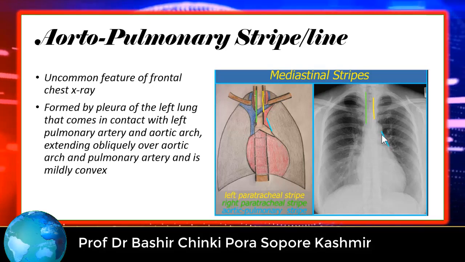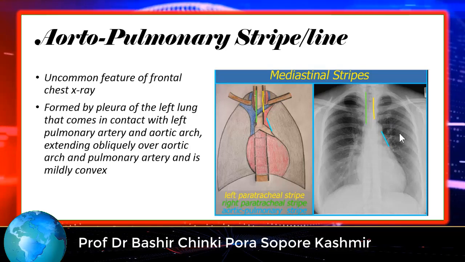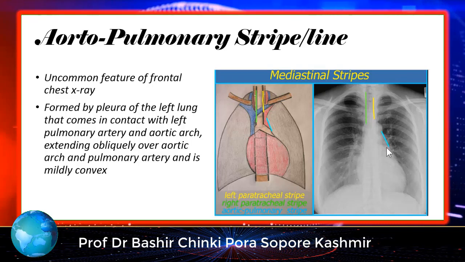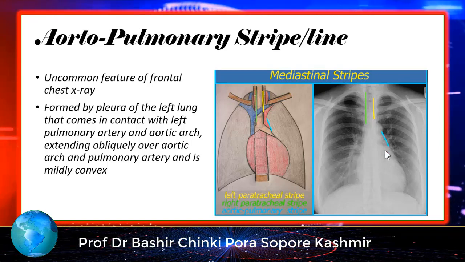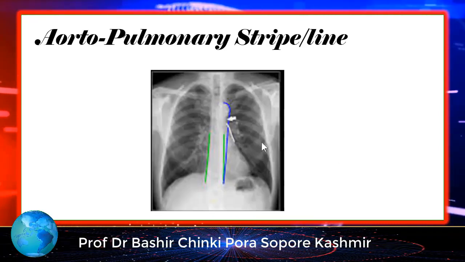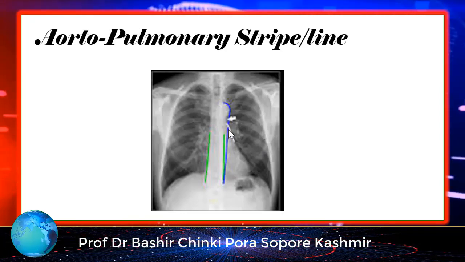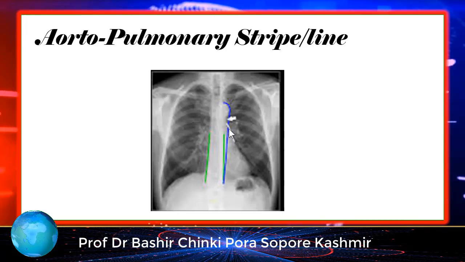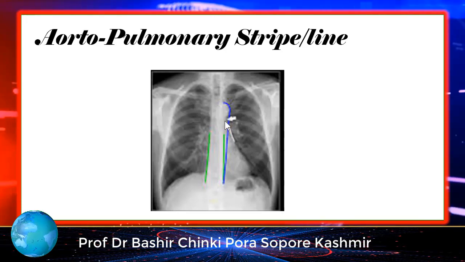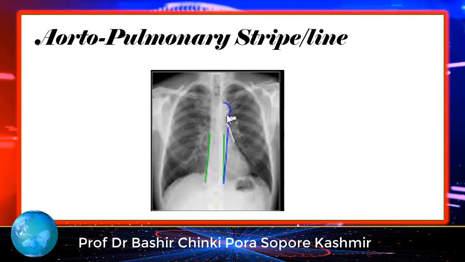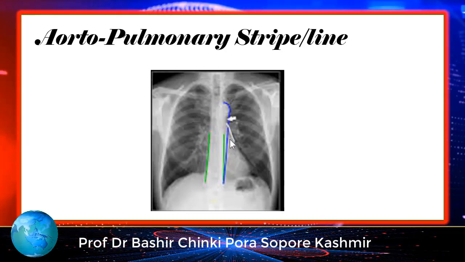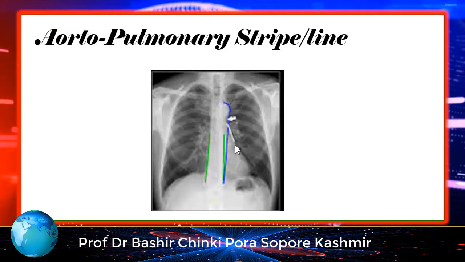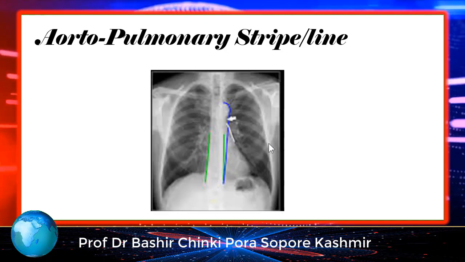As I said, this demarcation line is formed by the left lung when the left lung comes in close contact with the aortic arch and pulmonary artery. So you can see it here also. This is the aortopulmonary strip, and this aortopulmonary strip extends from the aortic arch to the pulmonary artery. Below the pulmonary artery will be the left atrium.